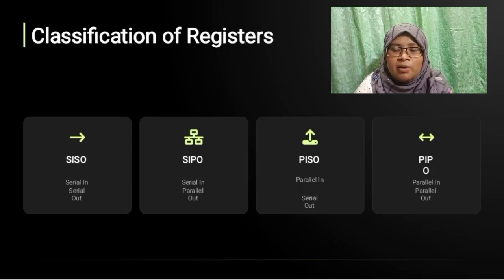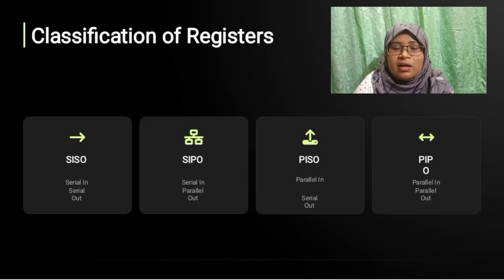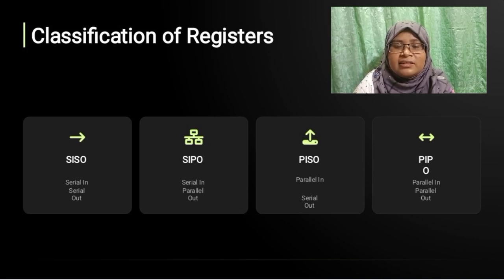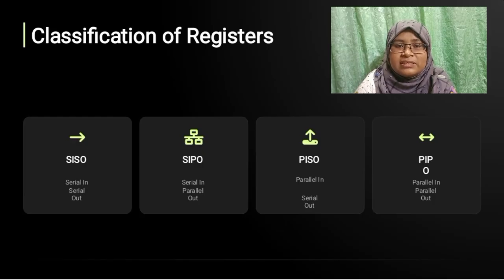I'm Afrin Hussain Shuchi. My ID is 241-15660. As my previous teammate has already explained what a register is and how it works, now I will continue with the classifications. Registers are mainly classified based on how data enters and how data comes out. There are 4 main types: serial in serial out, serial in parallel out, parallel in serial out, and parallel in parallel out. Here, serial means data moves 1 bit at a time, and parallel means data moves many bits at a time.